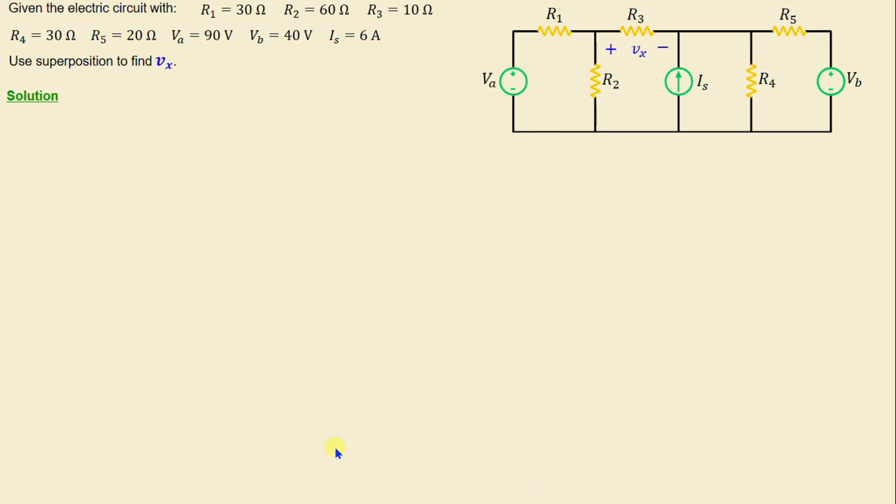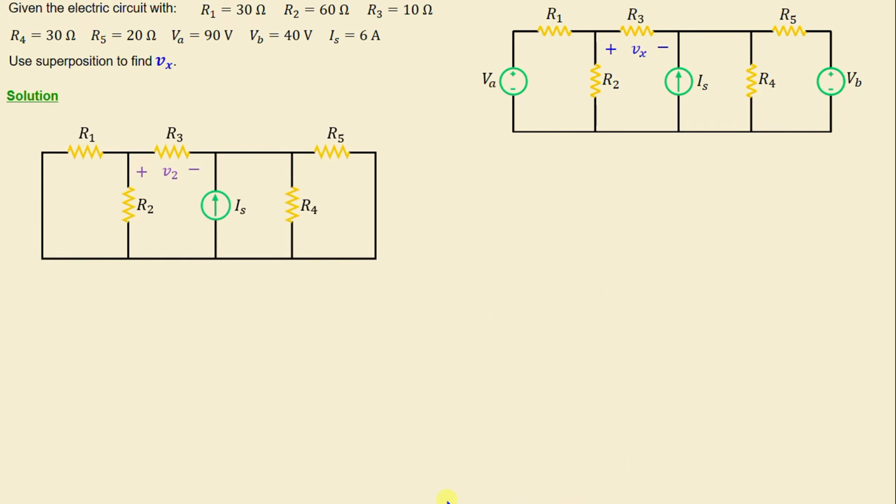Now, let's consider the independent current source Is active and the independent voltage sources Va and Vb inactive, which will be replaced by short circuits. I will consider I is the current through the resistor R3, and I will consider RA to represent the parallel combination of R4 and R5. That means RA is equal to 12 ohms.